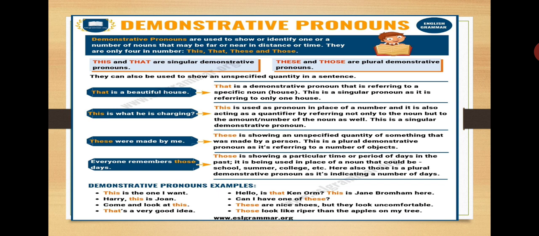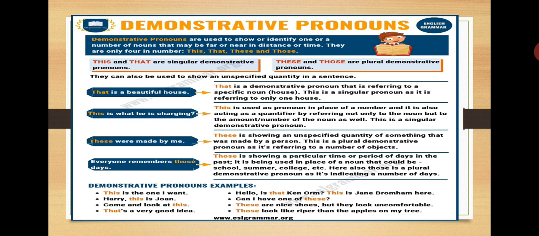Now third one is your demonstrative pronouns. So what are demonstrative pronouns, children? Now demonstrative pronouns are the words this, that, these, those. They are used to point out the things and persons they refer to.